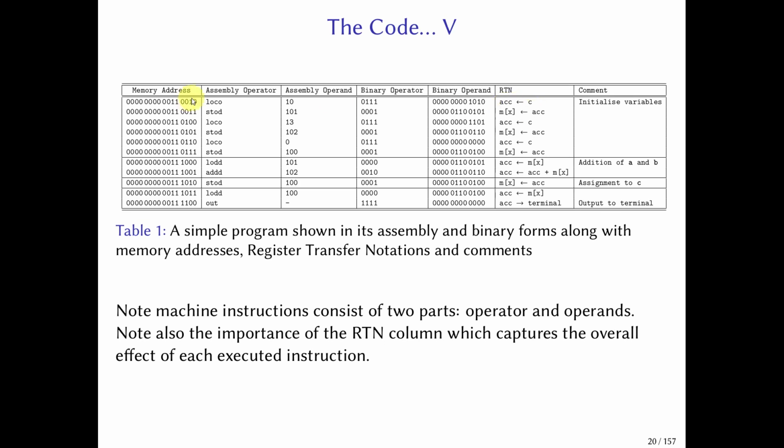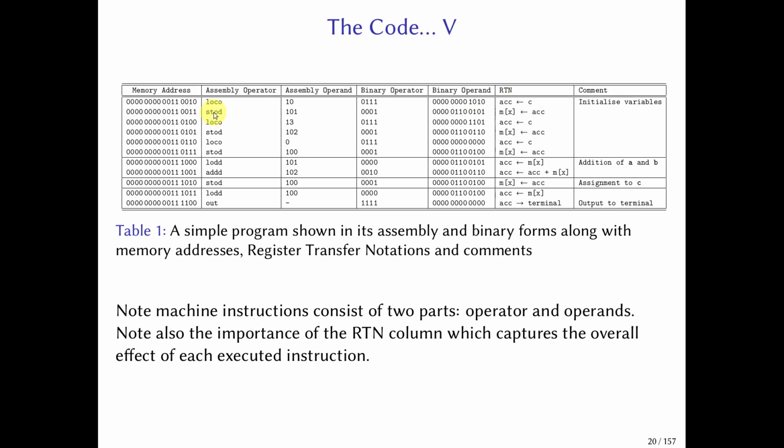So if the computer or the CPU executes the machine code instruction loco 10, when that instruction has been fetched, decoded and executed, the register transfer notation says that what will have happened as a consequence of the fetching, decoding and executing of that particular instruction is that C, which is a constant value, will have been put into the accumulator register inside the CPU.